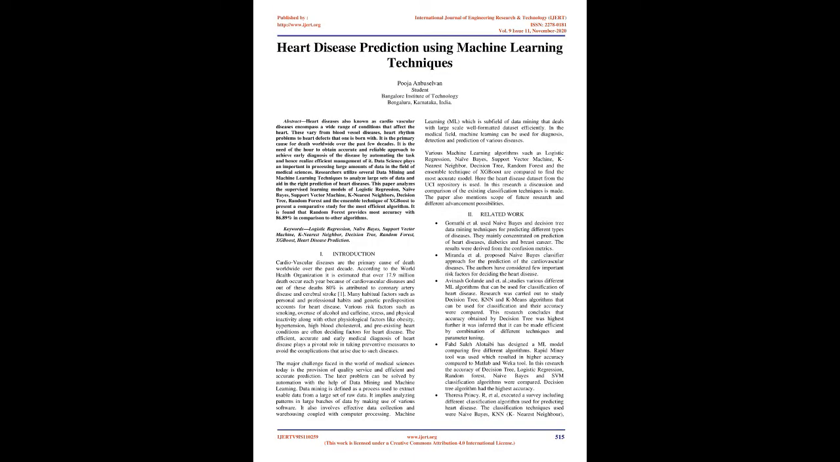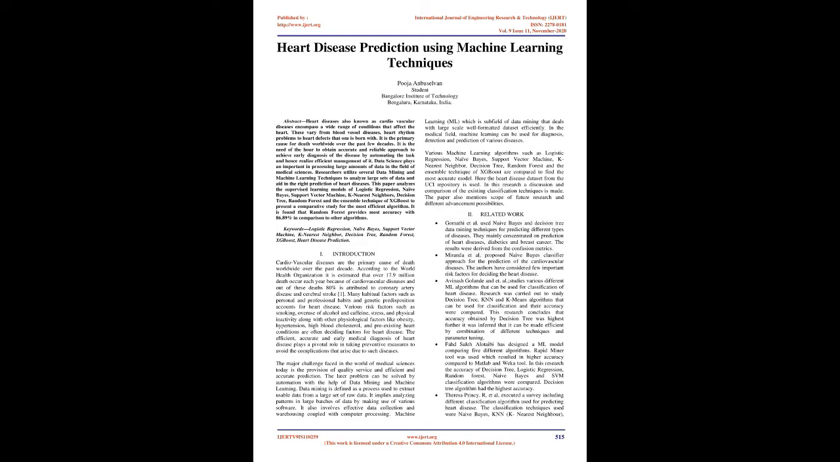Heart disease prediction using machine learning techniques. Abstract: heart diseases, also known as cardiovascular diseases, encompass a wide range of conditions that affect the heart. These vary from blood vessel diseases and heart rhythm problems to heart defects that one is born with.